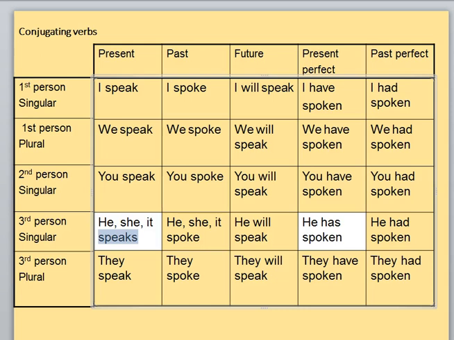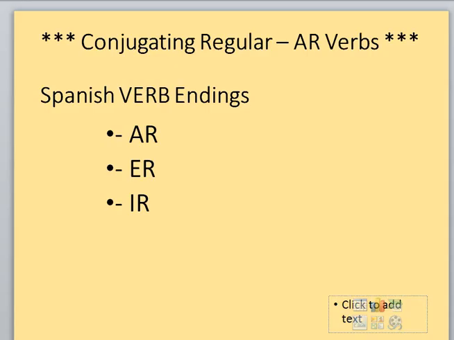Spanish verbs change, though, in every position. But fortunately, they follow a pattern. So all you have to do is to know the pattern. This video will deal with AR verbs, but many of the concepts presented here will also apply to ER and IR verbs.